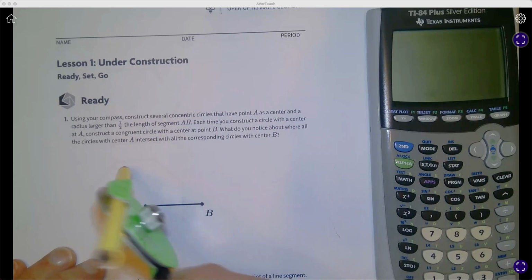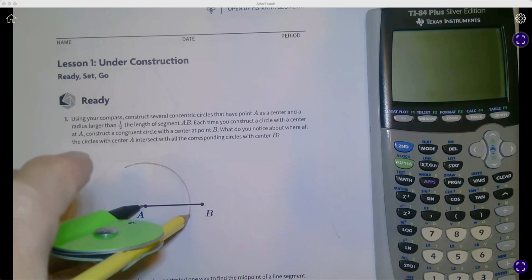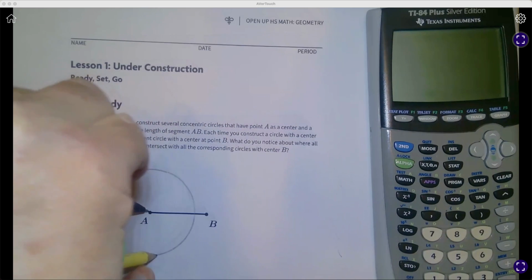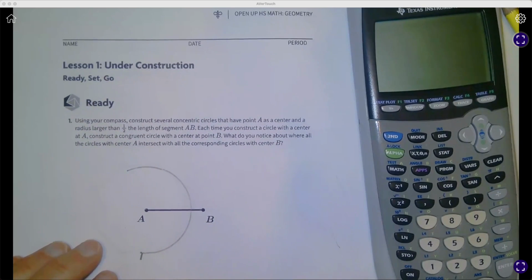All right, so here I go. I'm going to do it from point A. Boom. Although my compass is not set right. I should have done that before I started this thing. What am I thinking? Getting my other compass.